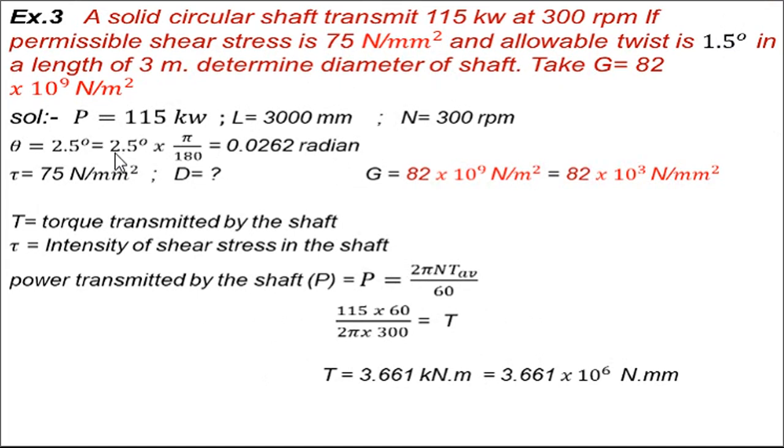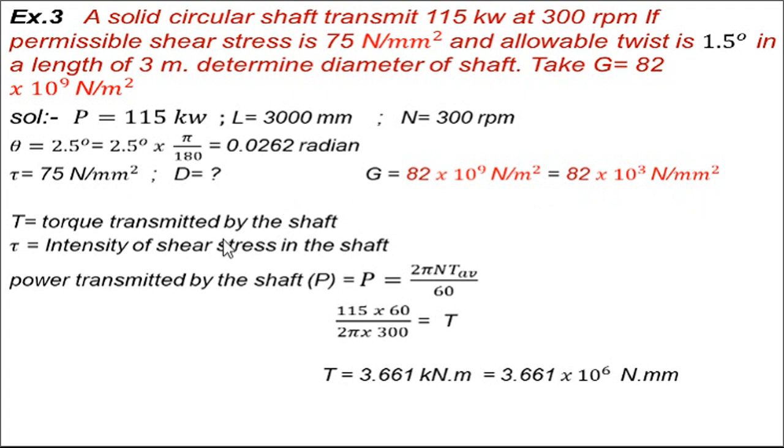We know that from degree to radian we can convert by multiplying by pi by 180. You just carefully do this calculation, because we always want the value in radian. So 2.5 degree multiplied by pi by 180 is converted into radian, and we get 0.0262 radian. Tau is the shear stress, 75 Newton per mm square. Capital D is unknown, the diameter of the shaft, and G, the shear modulus, is given. That value is in GPa, so you convert it into MPa or Newton per mm square. So 82 GPa is 82 into 10 raised to 3 Newton per mm square or MPa.